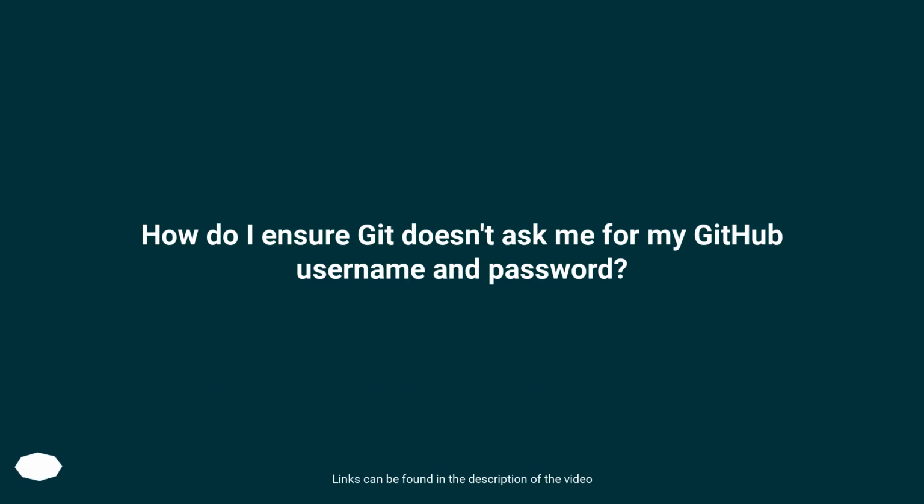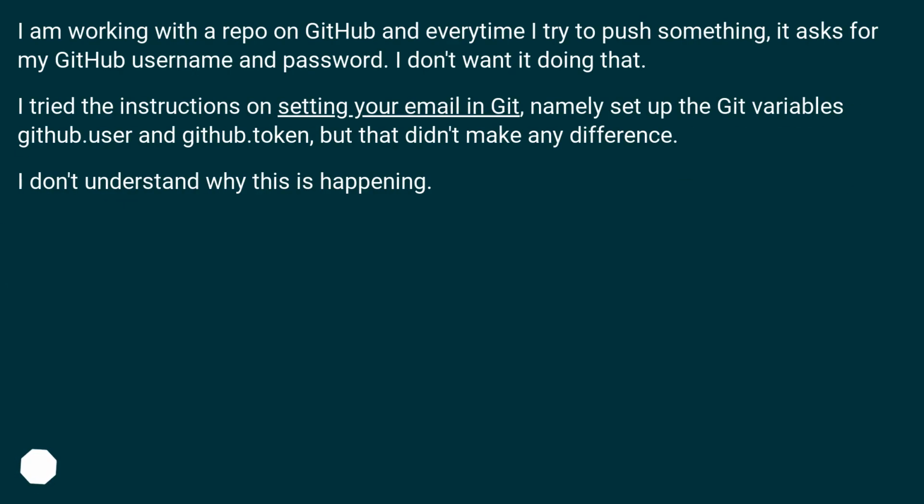How do I ensure Git doesn't ask me for my GitHub username and password? I am working with a repo on GitHub, and every time I try to push something, it asks for my GitHub username and password. I don't want it doing that. I tried the instructions on setting your email in Git, namely set up the Git variables github.user and github.token, but that didn't make any difference. I don't understand why this is happening.